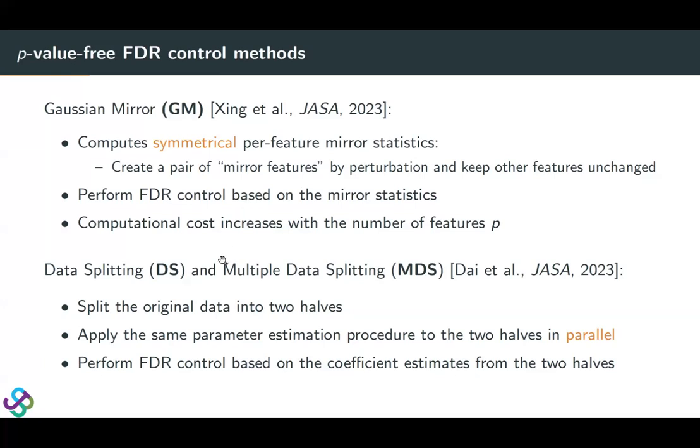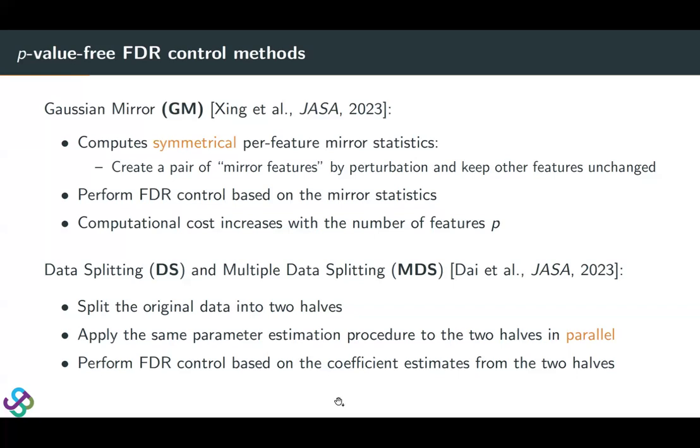And that's computationally intensive. So later, the same authors proposed to perform data splitting. So instead of generating mirrors, I just randomly split the original data into 2 halves by sample size, so n/2 sample size in each half. Then we apply the same parameter estimation procedure to the 2 halves in parallel and compare the coefficient estimates in the 2 halves to find the features with FDR control.